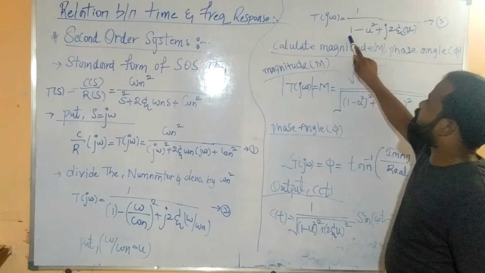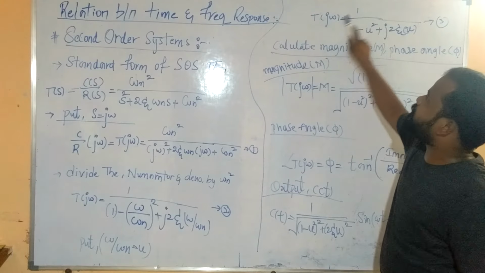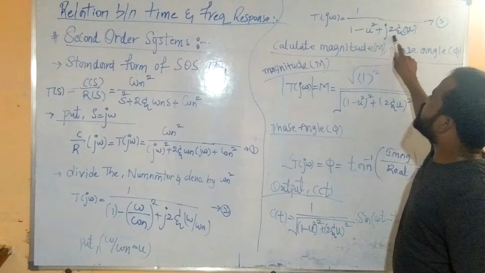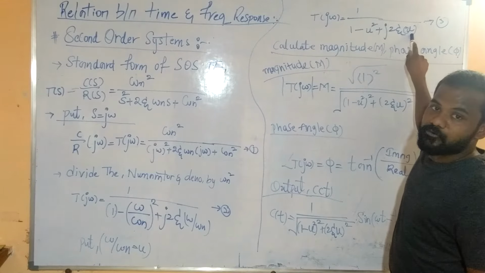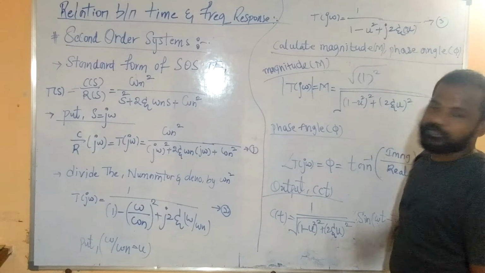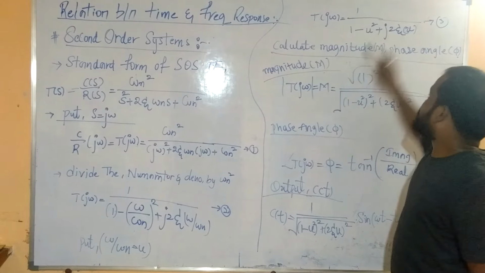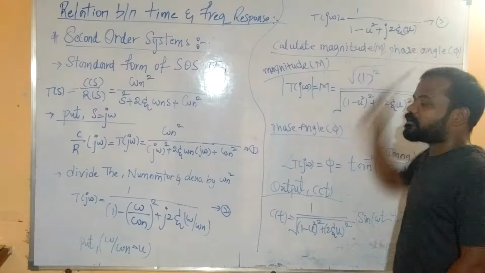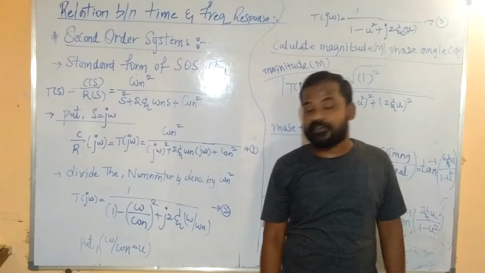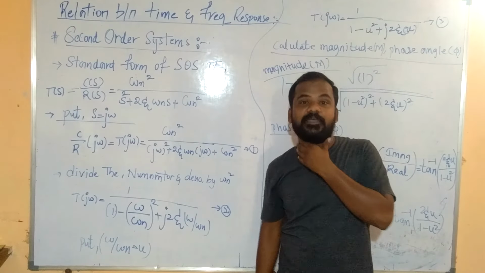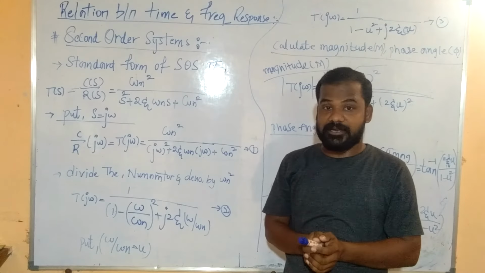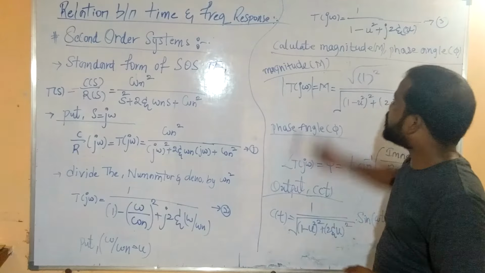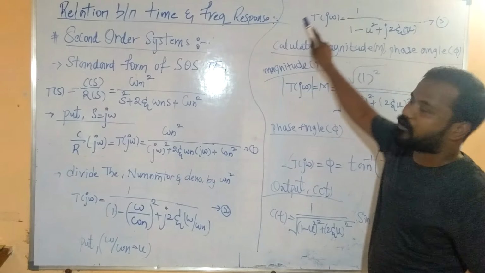So after that, just see here. T of j omega is equal to 1 divided by 1 minus u square plus j 2 zeta u, because omega by omega n is u. Clear? So this is the total transfer function in sinusoidal form. Whenever we study the frequency response analysis of any system, the input is always sinusoidal. Already I discussed this in the last video. Clear? So this is the total transfer function of the system.